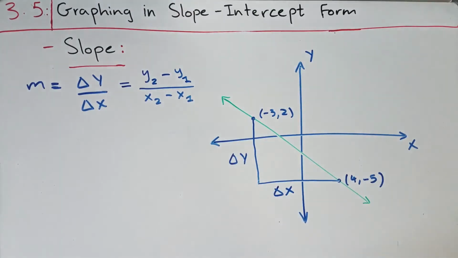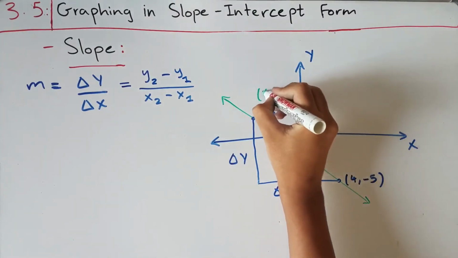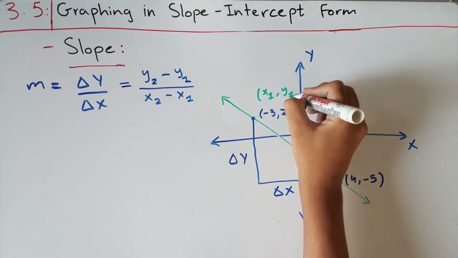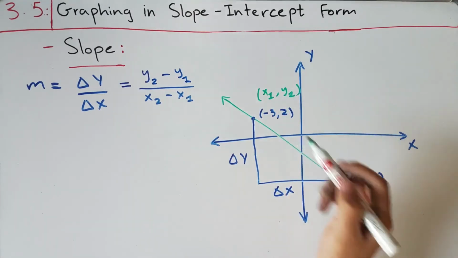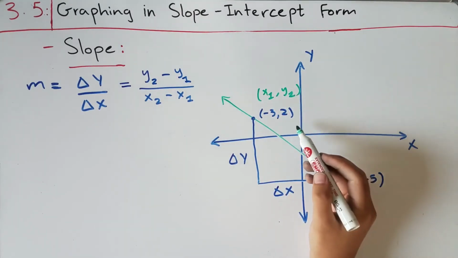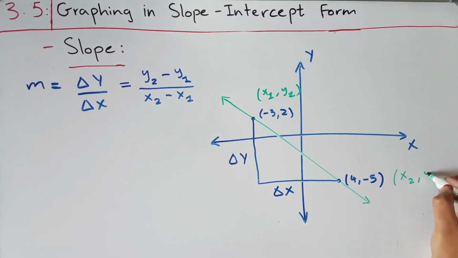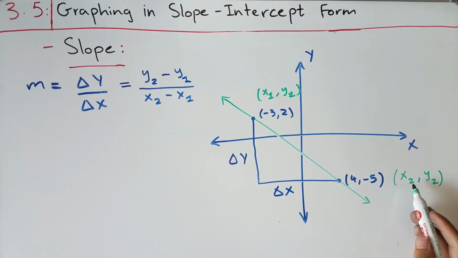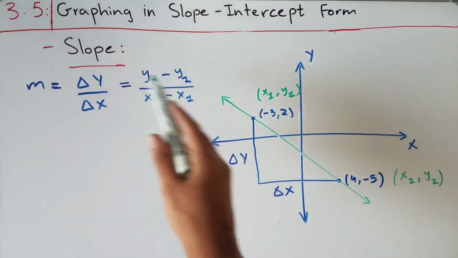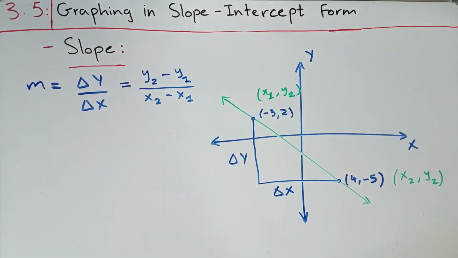In this case, let's say that this point is represented by (x1, y1). So our x1 would be -3 and the y1 would be equal to 2. And let's say that this point is (x2, y2). So our second x point is 4 and our second y point is -5. Now all we have to do to find the slope of this line is to plug in the numbers for x2, y2, x1 and y1 into this formula and then simplify to get the m value.